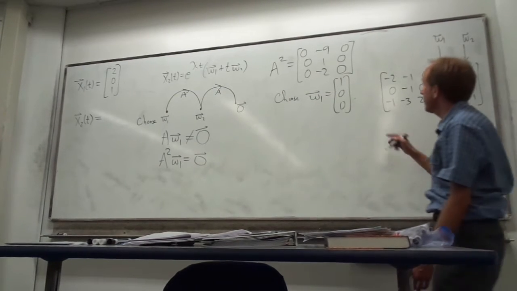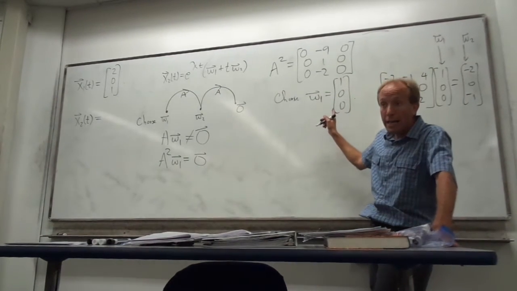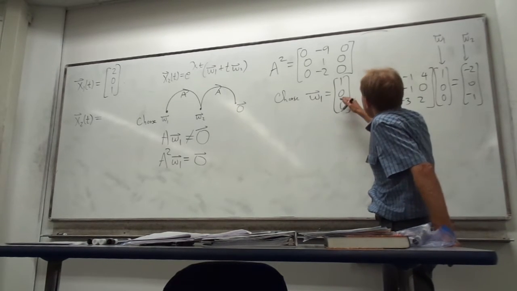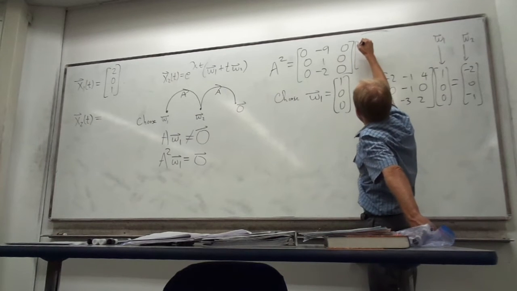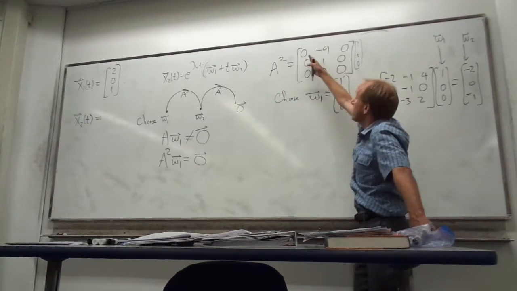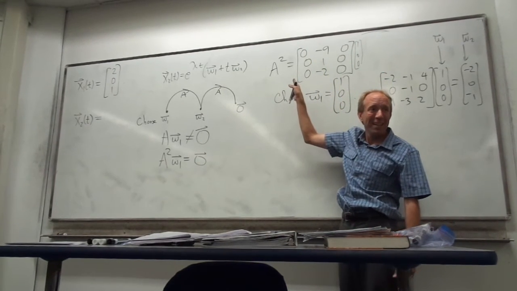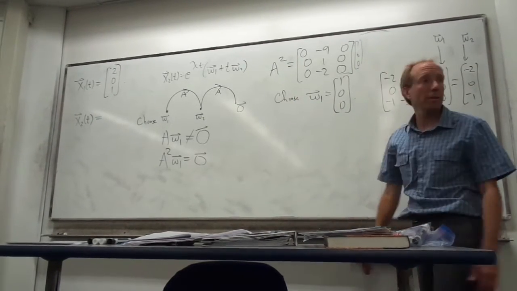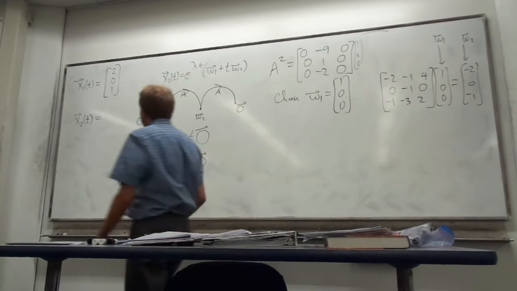Now, is it fair to say that W1 will die if I apply A squared to it? Yeah, because if I put 1, 0, 0 next to this matrix, it again strips off the first column, but the first column is all zeros. Okay, so that does work. That is a perfectly good solution.